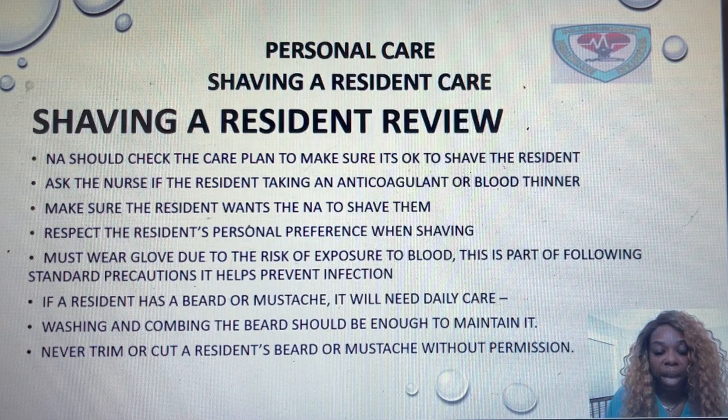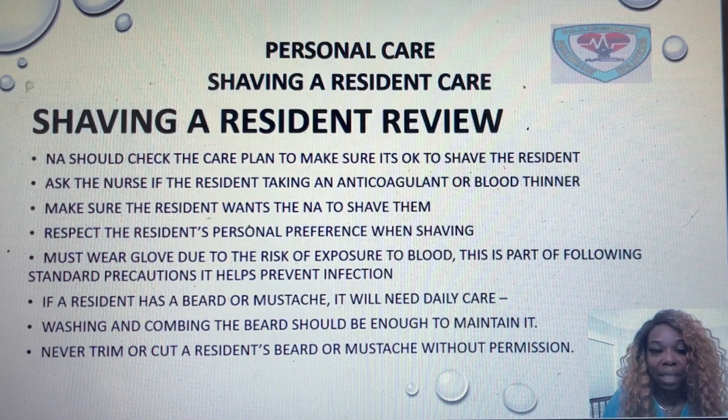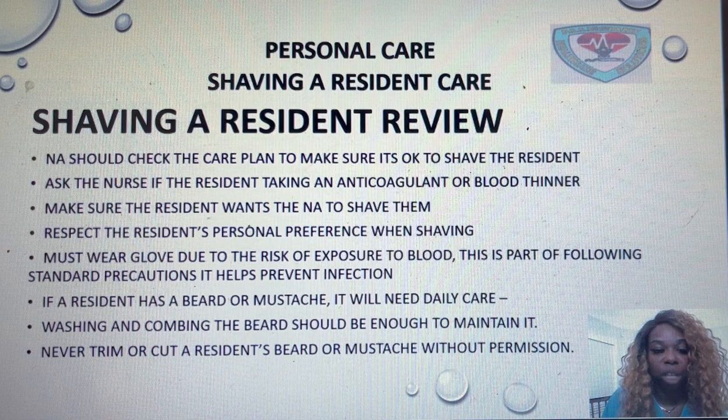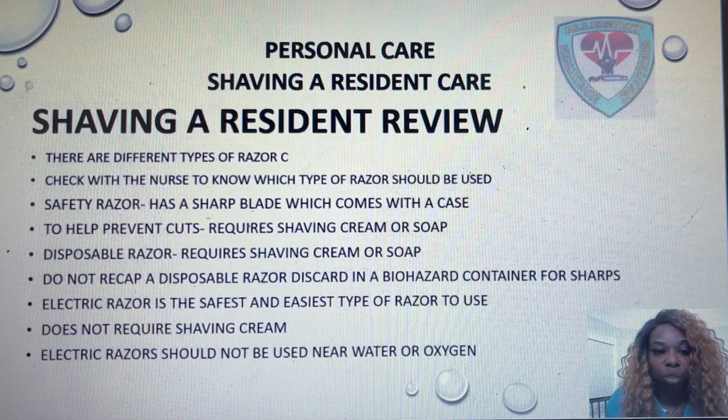If a resident has a beard or a mustache, we will provide daily care to their beard and their mustache. Most of the time, washing and combing the beard is enough to maintain it. You never want to trim or cut a resident's beard or mustache without their permission. Always consult with the nurse and refer to the care plan before providing any care in regards to shaving a resident.